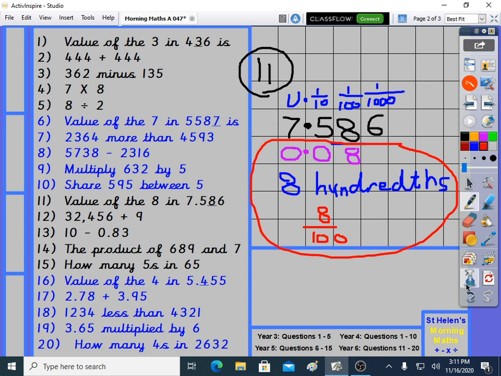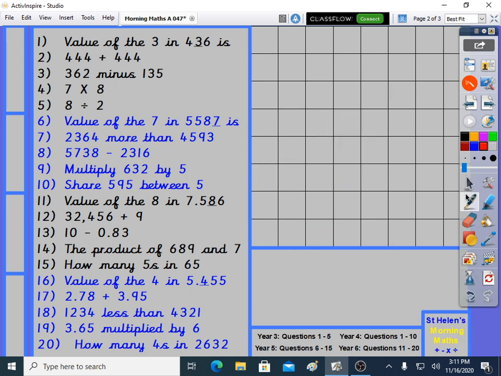Question 12. What way would you do this? Column method. You can always do column method. 56 plus 9 is 65. So it's going to be 3, 2, 4, 6, 5. I'm going to do column method anyway. And check it ends in a 6, 5.